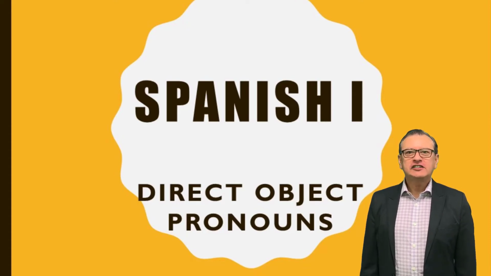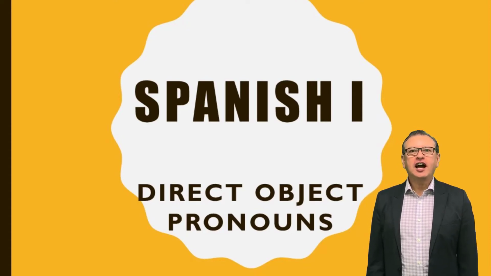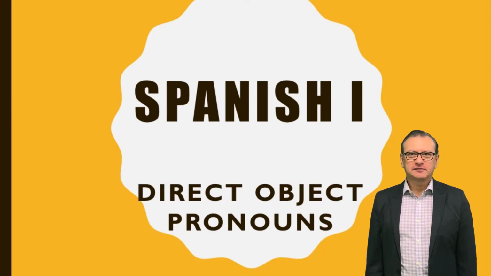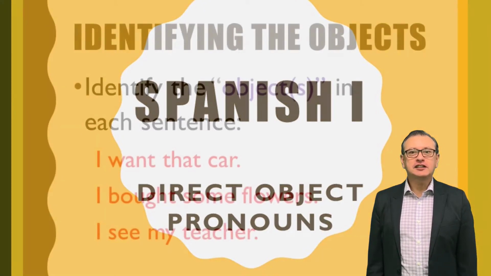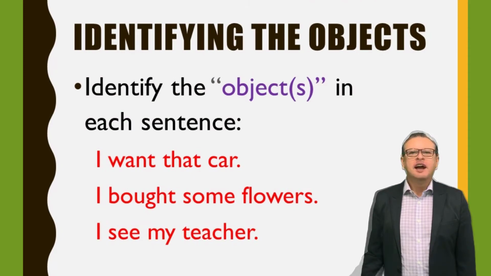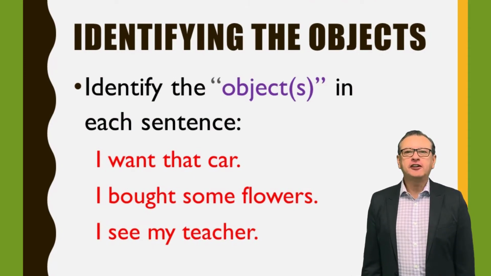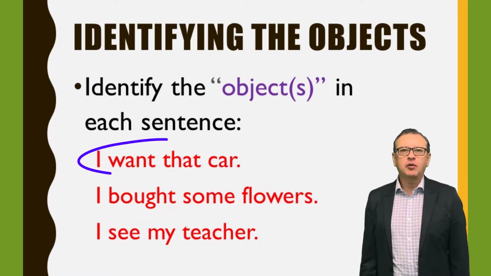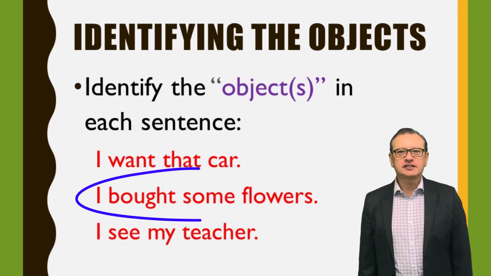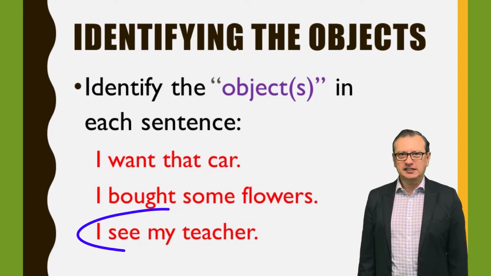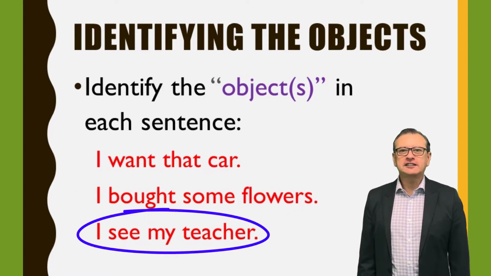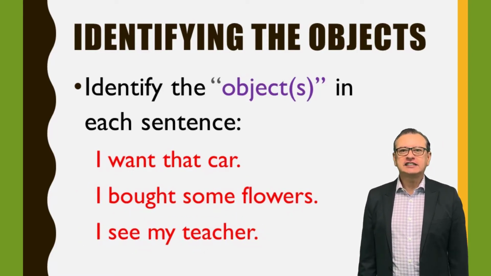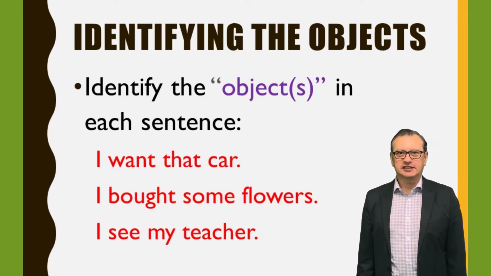Bienvenidos. In today's class, we are going to learn about direct object pronouns. To start with, let's take a look at the following sentences. Let's identify the objects of the following sentences. Take a close look at these three sentences. I want that car. I bought some flowers. I see my teacher. I would like you for a second to take a look at these three sentences and try to identify the object of the sentence.